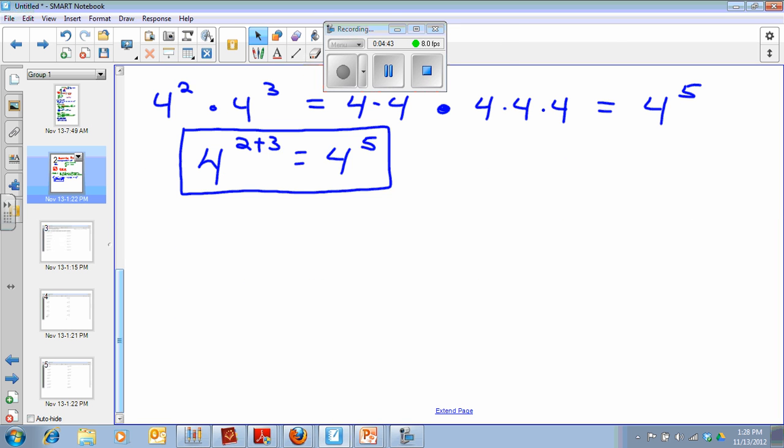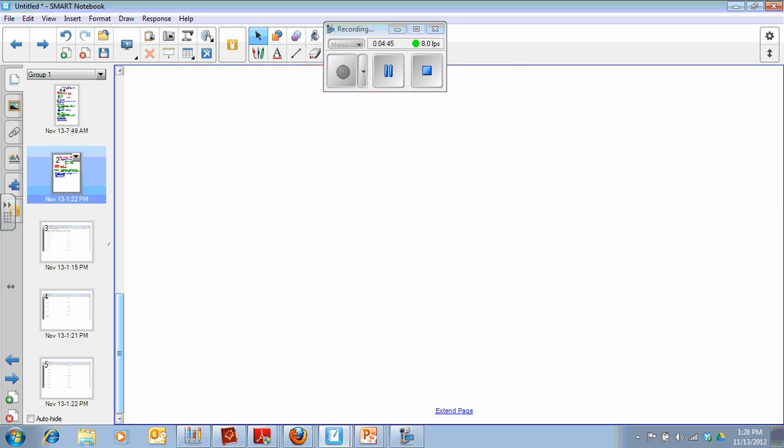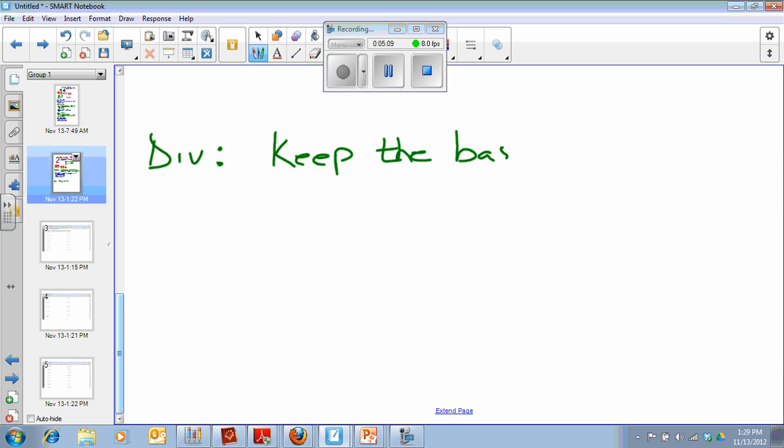The next rule that we have deals with division. So if we're dividing, now the division rules just say this: keep the base. And remember, the bases have to be the same, so keep the base. And then we're going to subtract the exponents.